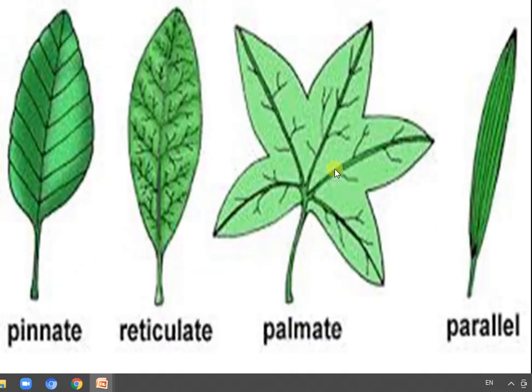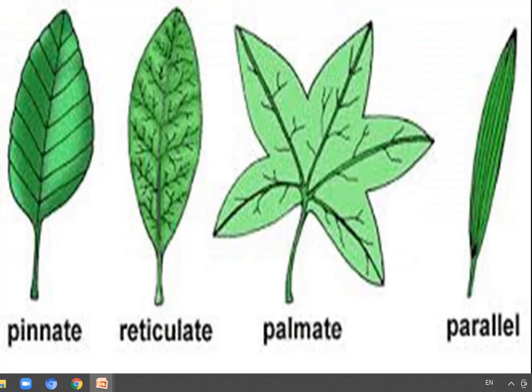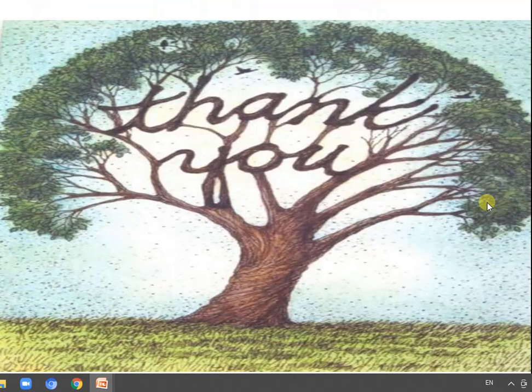You will see that the plants with the taproot system have leaves with web-like or reticulate venation, and plants with fibrous roots have parallel venation. These are the different types of venation: pinnate, reticulate, palmate and parallel. Thank you, my dear children.